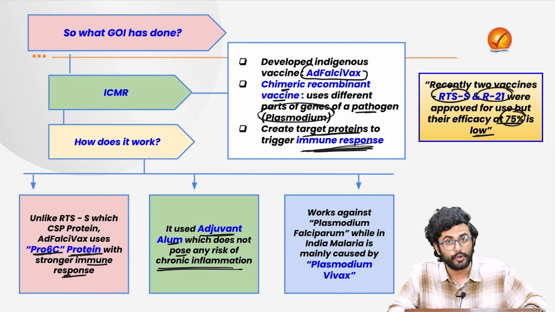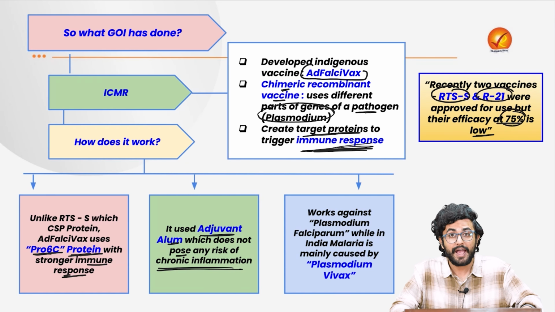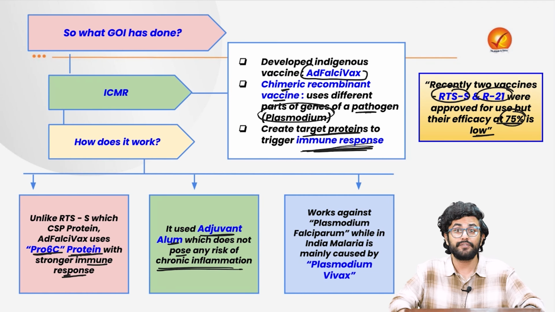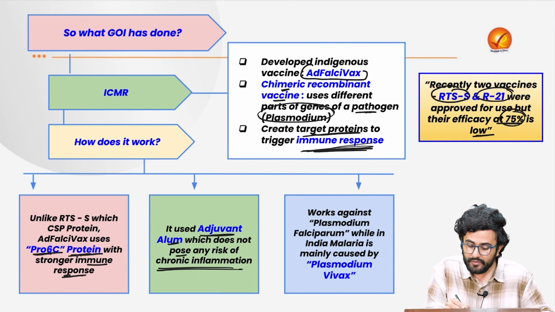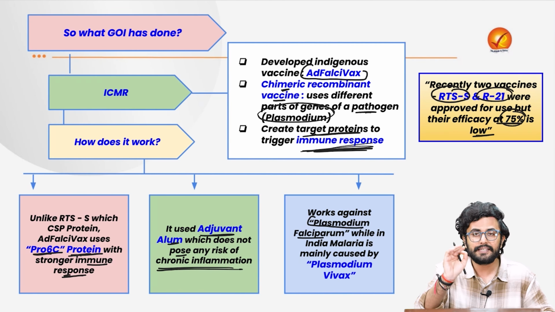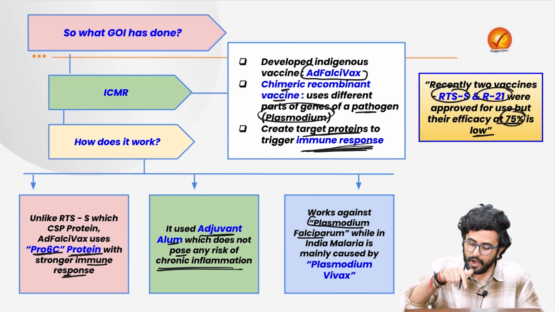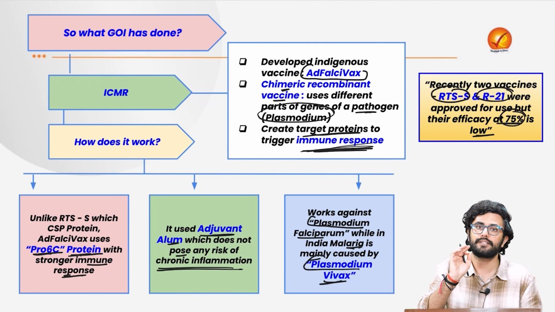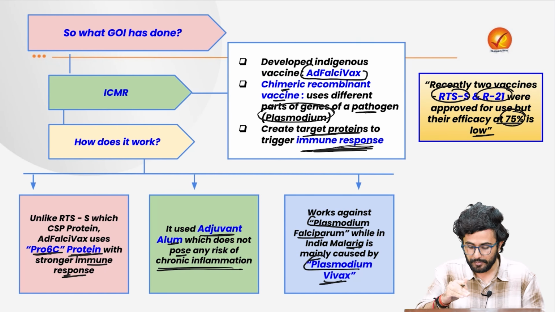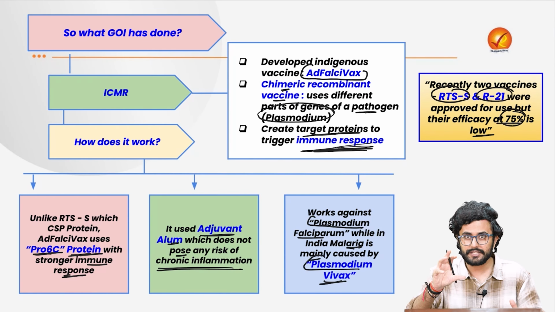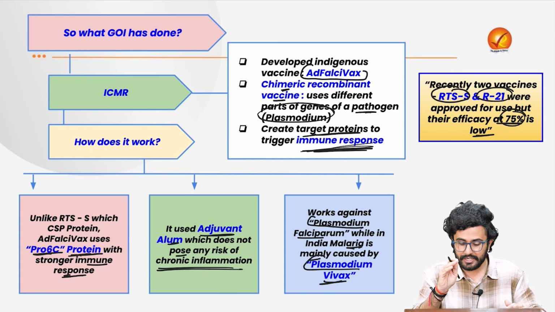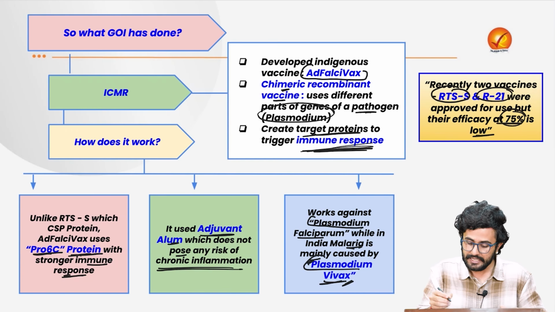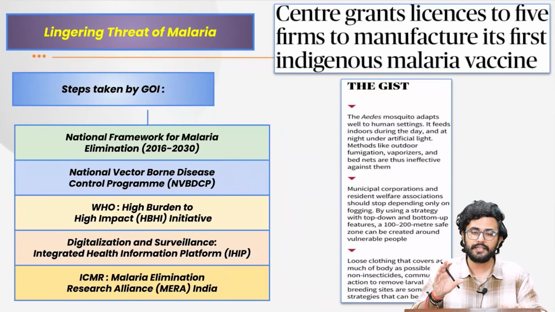Now here is a very important point, a very interesting one also. This vaccine, AdFalciVax, an indigenous vaccine developed by the Indian Council of Medical Research, will work against Plasmodium falciparum. But in our country, malaria is actually caused by Plasmodium vivax. So basically, the particular strain of parasite which causes malaria in our country is Plasmodium vivax, but we have not developed a vaccine for that. We have developed one for Plasmodium falciparum.